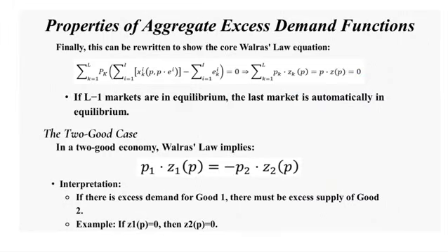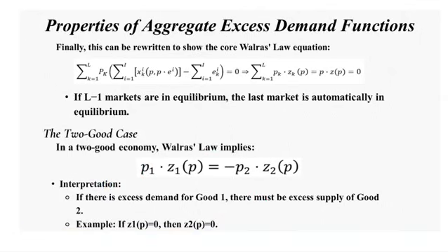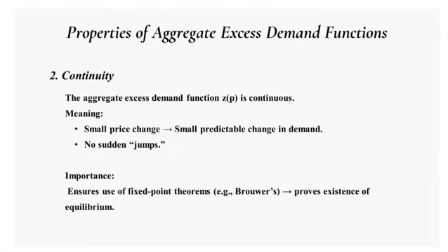And then in a two-good economy, Walras' Law implies that if there is excess demand for good 1, there must be excess supply of good 2. That means if L minus 1 markets are in equilibrium, the last market L must also be in equilibrium. So in a two-good economy, if Z1 of p is equal to 0, then the other market, Z2 of p, is also equal to 0.